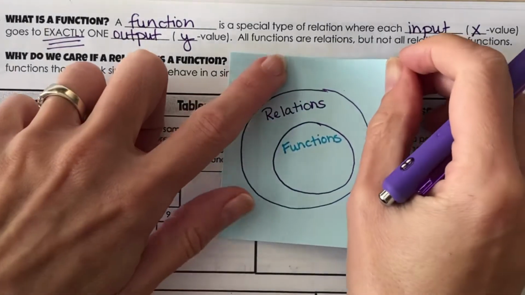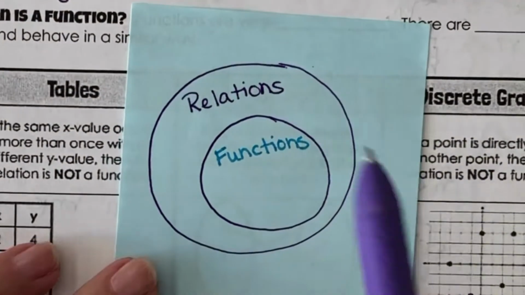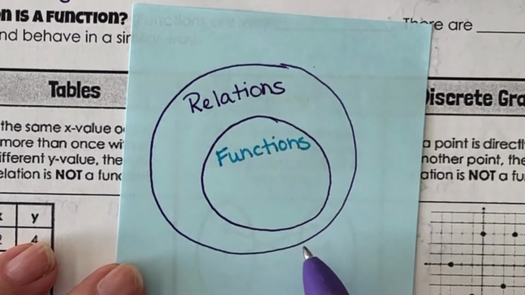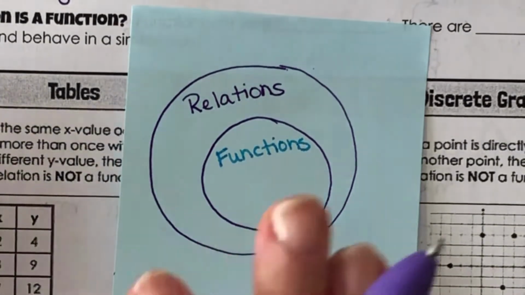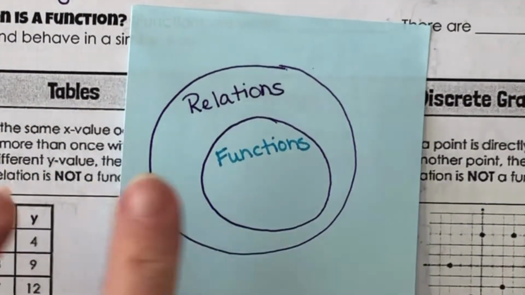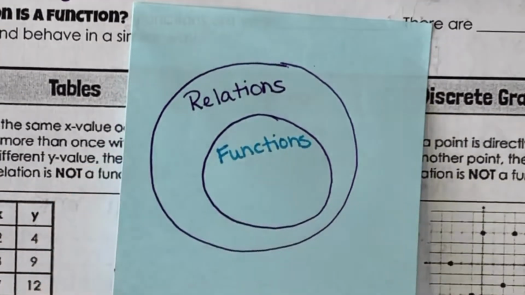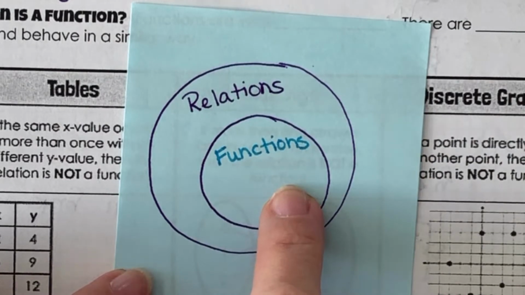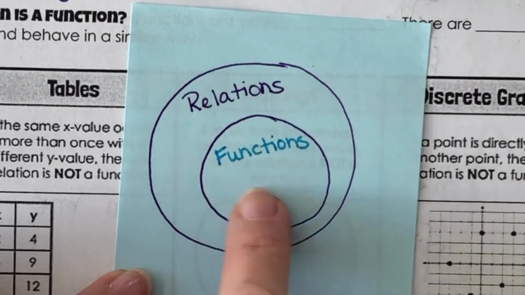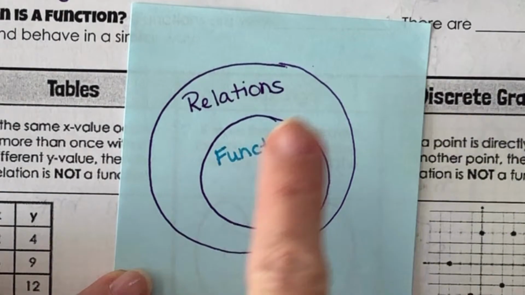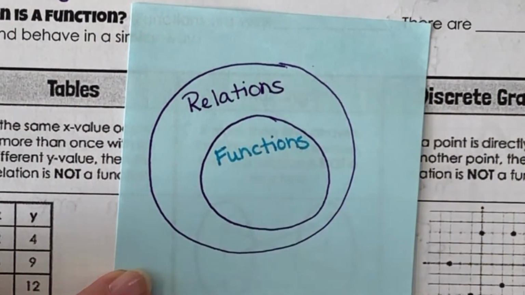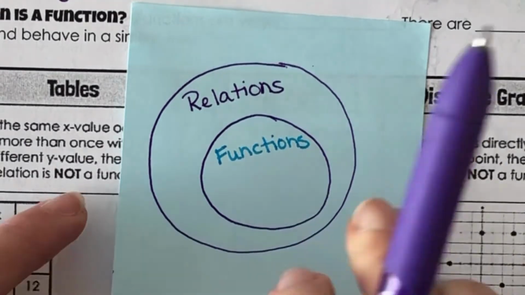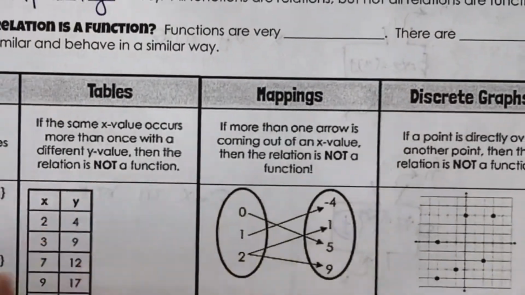If we were to draw a Venn diagram of what that would look like, here we have the world of relations. So there's lots of math rules where there is a relation between the x value and the y value. There is a correlation or relationship between the input and the output. Within that family is a special family of functions. So all functions are relations, but not all relations are functions. And we need to know what relations are functions because functions act in a specific way.